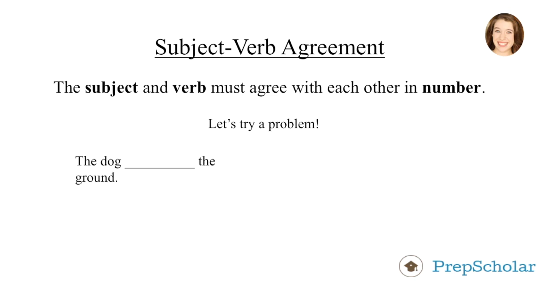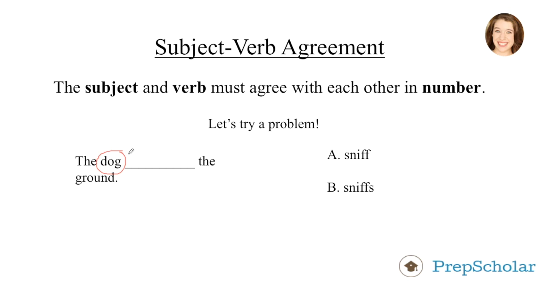The dog did something to the ground. Well, let's see what our options are here. Sniff or sniffs. See how one of these options, these verbs, has an S on the end and the other doesn't? One is singular and one is plural. So we should ask ourselves, what kind of subject are we dealing with? Well, who's taking the action in the sentence? The dog is. It's just one dog, there's no S on the end, the dog, singular. If we have a singular subject, we need a singular verb.